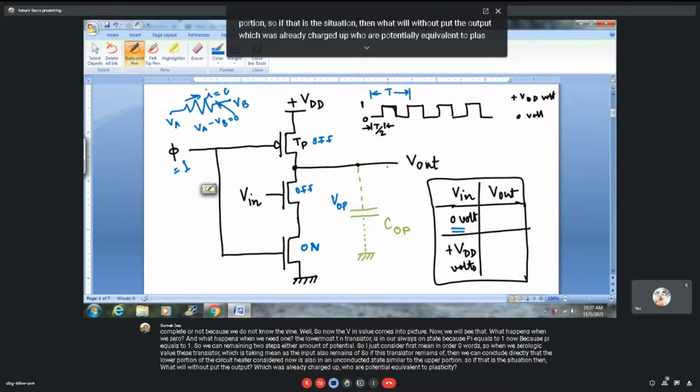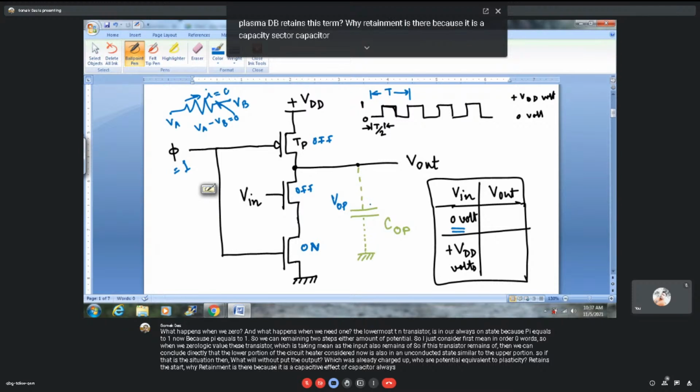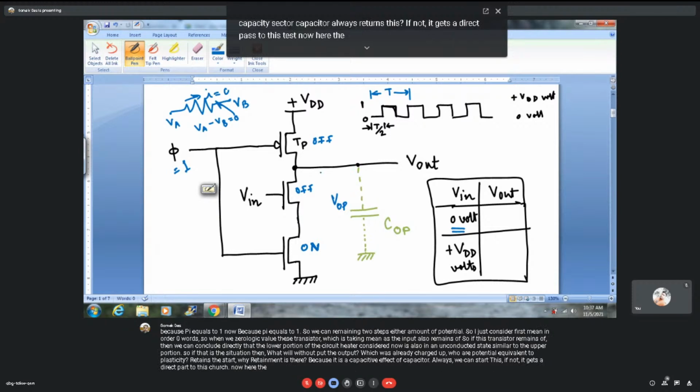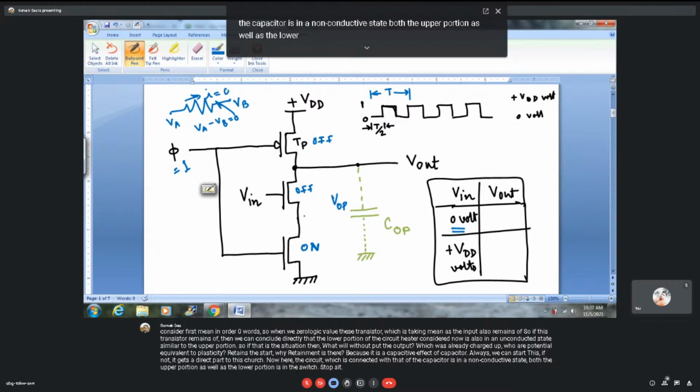Why is there retainment? Because it is a capacitive effect. A capacitor always retains charges, if not, it gets a direct path to discharge. Now here, the circuit which is connected with that of the capacitor is in a non-conductive state. Both the upper portion as well as the lower portion are switched off. There is no current flowing path in both the directions. So the capacitor retains the charge.